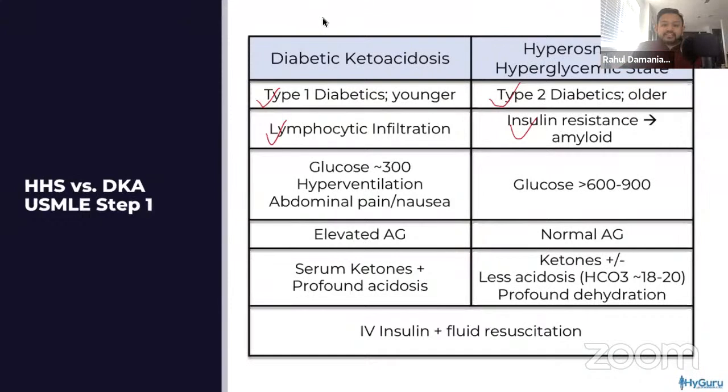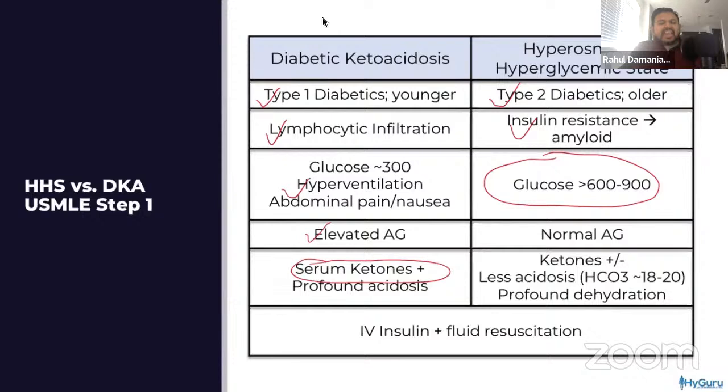The patients with HHS have a very high glucose, and that's something for you to really recognize and integrate. Patients with DKA are going to have a high glucose, but not necessarily at that very high level. These patients may be Kussmaul breathing. They will definitely have an elevated anion gap, and serum ketones will be very positive in DKA.